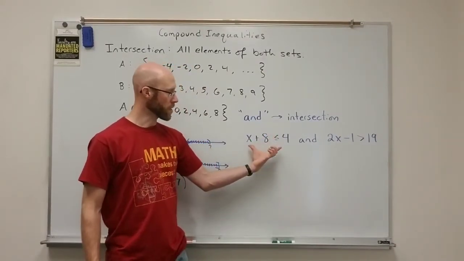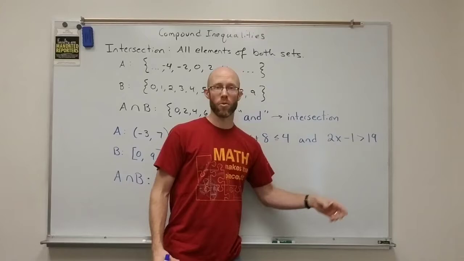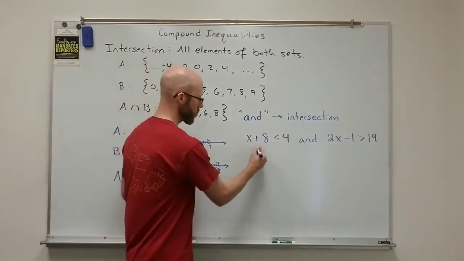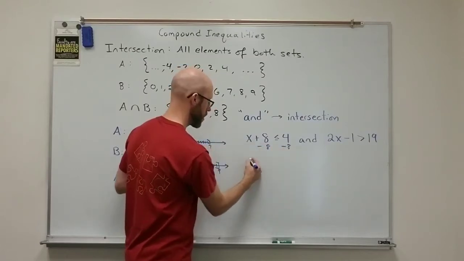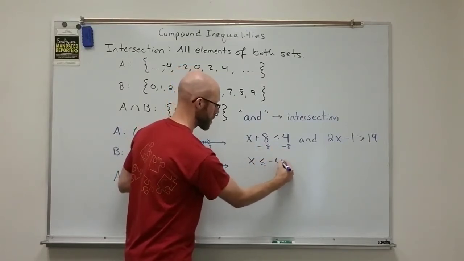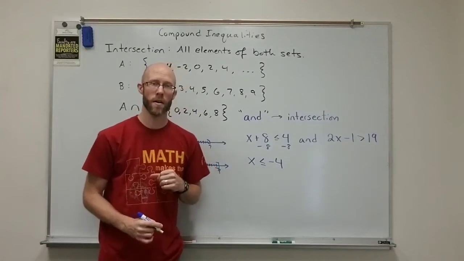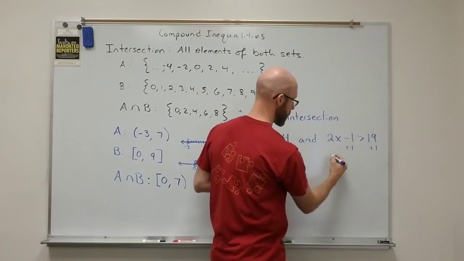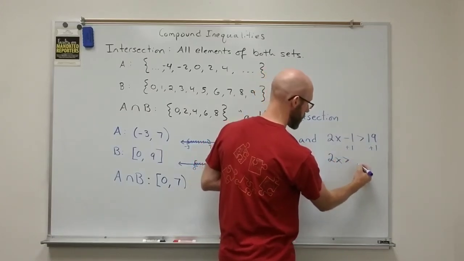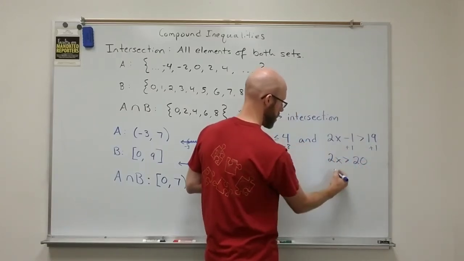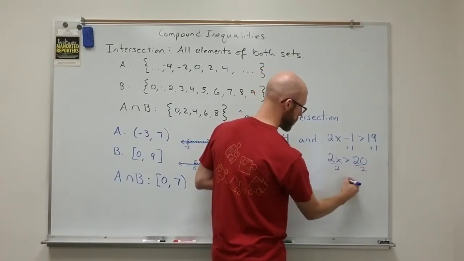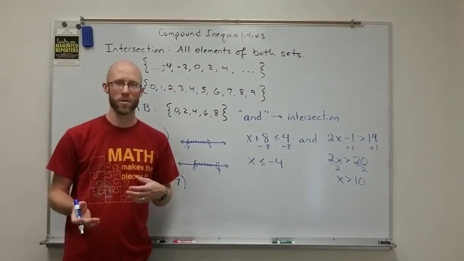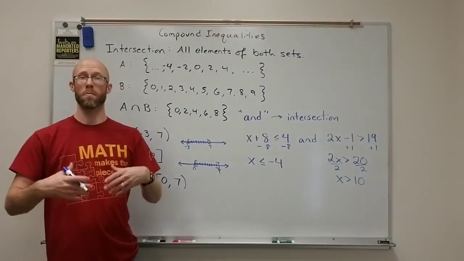It's going to end up being two different intervals, and we're going to find the intersection or the overlap between them. Okay, so this first one, if I subtract the 8, I get x is less than or equal to -4. In the second one here, I need to add 1 to both sides. I get 2x is greater than, what's that, 20? And if I divide both sides by 2, I get x is greater than 10. So now I have two intervals, and I want to find all numbers that are in both.